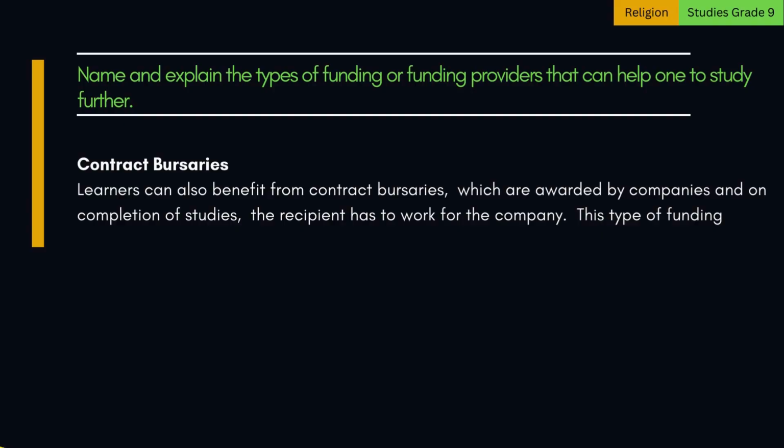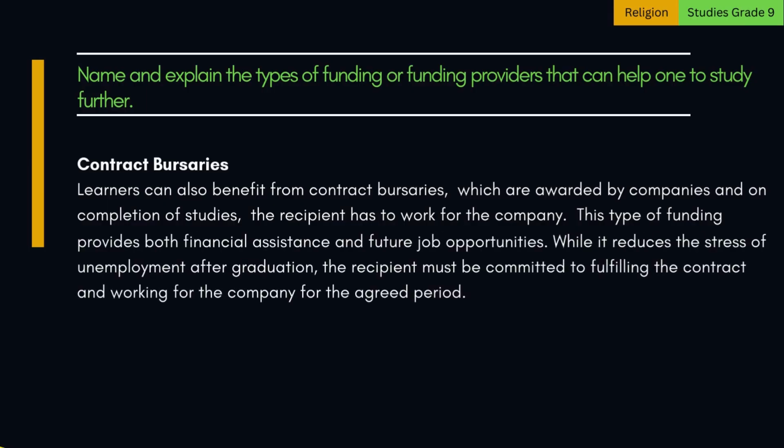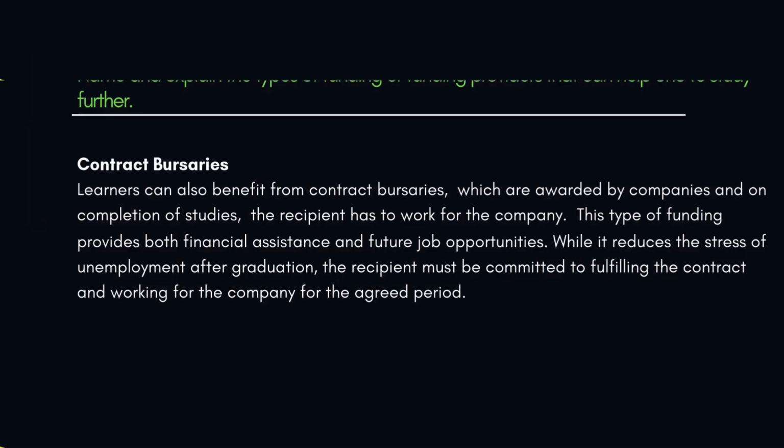4. Contract bursaries. Learners can also benefit from contract bursaries, which are awarded by companies, and on completion of studies, the recipient has to work for the company. This type of funding provides both financial assistance and future job opportunities. While it reduces the stress of unemployment after graduation, the recipient must be committed to fulfilling the contract and working for the company for the agreed period.